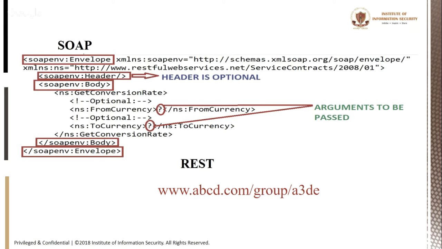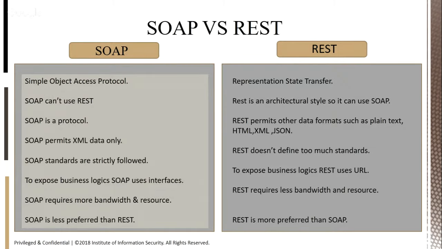In SOAP, we have to write that much code, and in REST you just have to use a particular URL to access that web service. So if I say what is the difference between SOAP versus REST: SOAP is a protocol and REST is not a protocol. SOAP can't use REST, but REST is an architecture, so it can use SOAP. SOAP uses only the XML data format, but REST permits other data formats such as plain text, HTML, XML, JSON, raw data format, and many other formats.